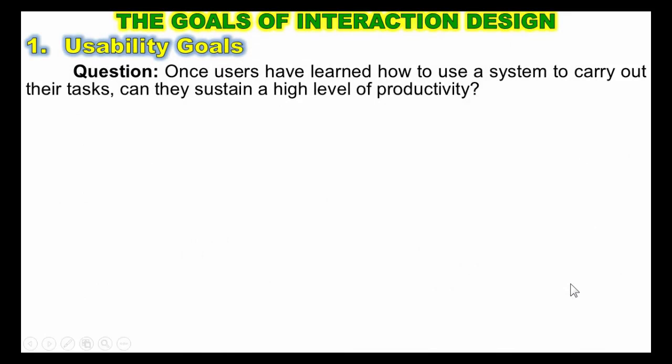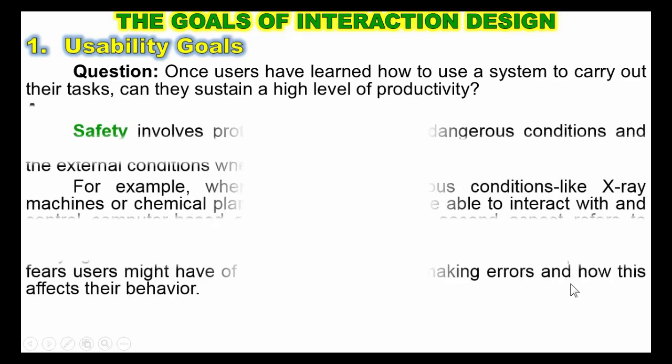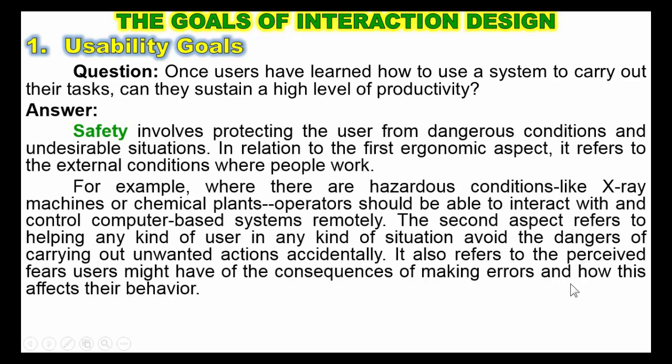Another question: once users have learned how to use a system to carry out their tasks, can they sustain a high level of productivity? Answer: safety involves protecting the user from dangerous conditions and undesirable situations. In relation to the first ergonomic aspect, it refers to the external conditions where people work.